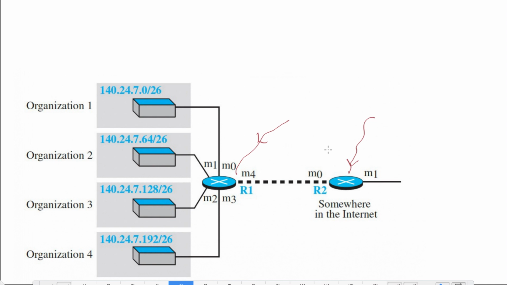Now let me do one thing. Let me write the routing table for both R1 and R2. So what will be the routing table for R1?